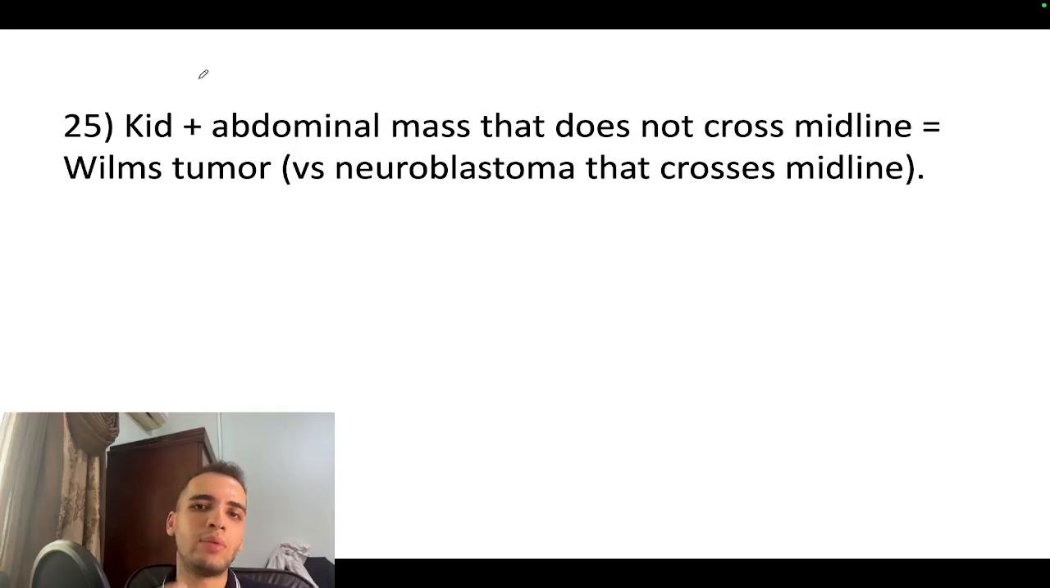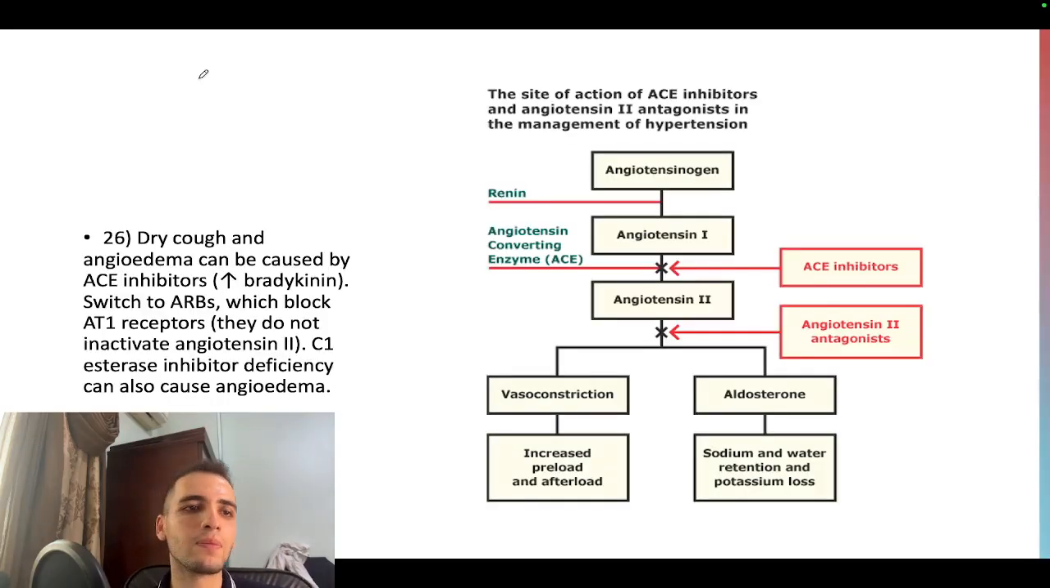If you see a kid with abdominal mass, think about cancer. If the mass doesn't cross the midline, it means it's in the kidneys, so it's Wilms tumor. But if the mass crosses the midline and the boy is less than 2 years of age, usually it's neuroblastoma.